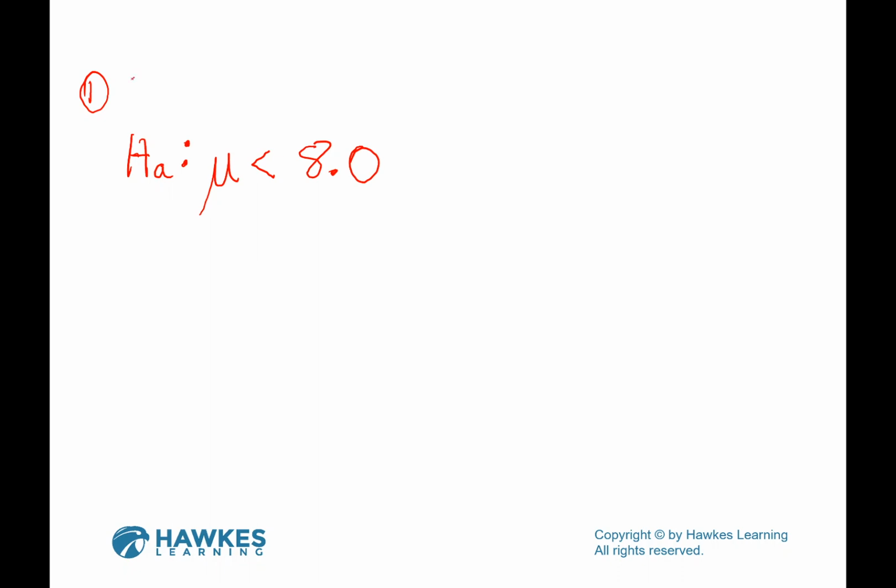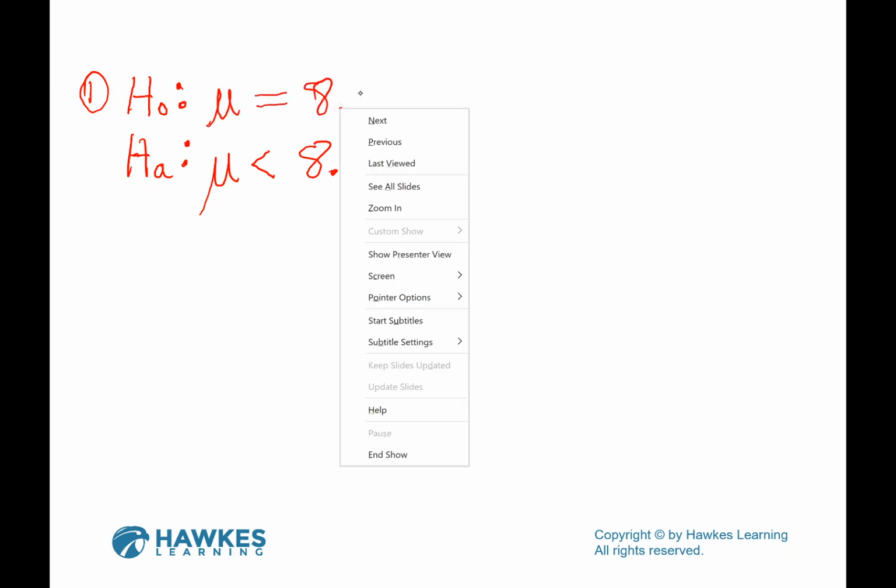And our null hypothesis will be that mu is 8. I mean that the mean is 8.